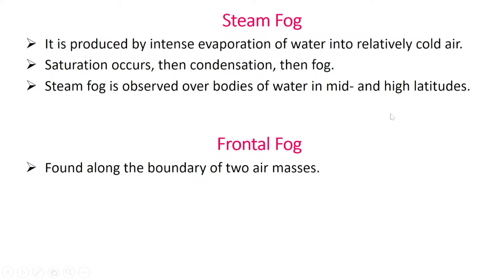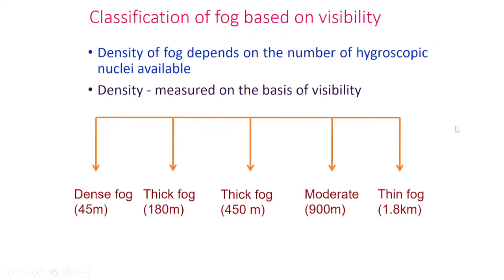Then comes the last, the frontal fog. Frontal fog is found along the boundary of the two air masses. This is also a type of fog which is not there in our region. It is also there in the high latitude region only, because we don't have the air masses concept over the tropical region.